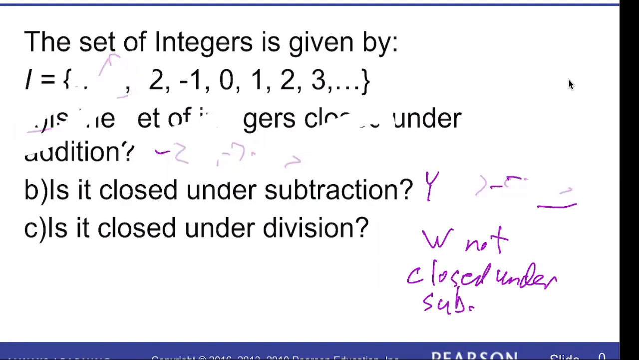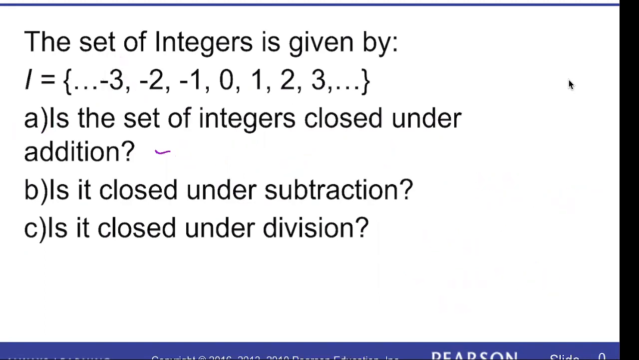And is it closed under division? Well, here it's a big no. 2 divided by 3 is 2/3. 2/3 is not an element of the integers, so that's just looking at closure again, very quickly.